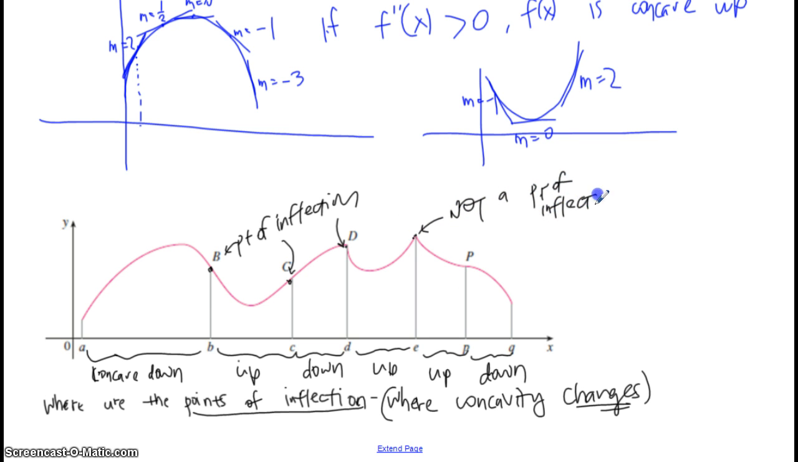Concavity must change. So the second derivative must go from negative to positive or from positive to negative. Here at the point P, the second derivative is positive because it's concave up. It changes to negative because it's concave down. This is a point of inflection.